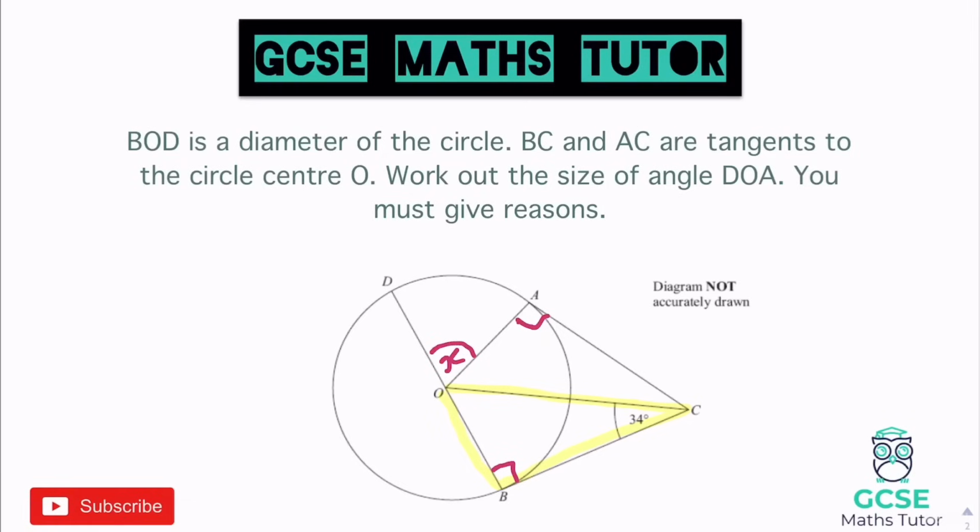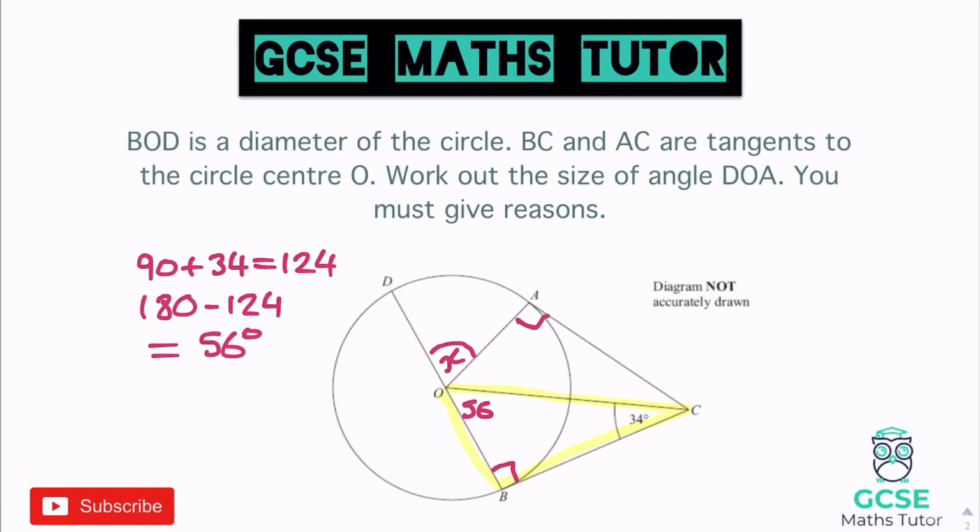So actually looking at that question there, if we do 180 degrees, take away the 90 and the 34, or starting that off we could do 90 plus 34, which gives us 124, and take that away from 180. So 180, take away 124, leaves us with 56 degrees. So that's going to be 56 just there, there we go.